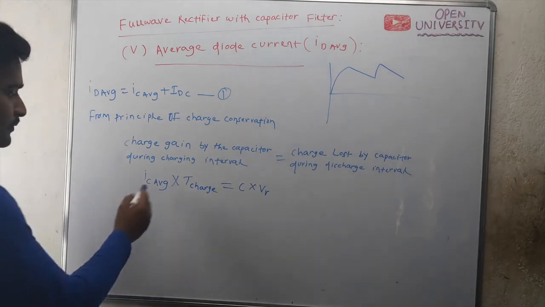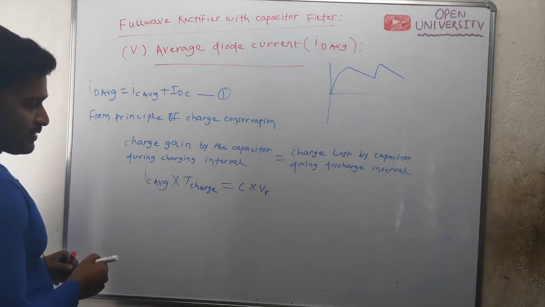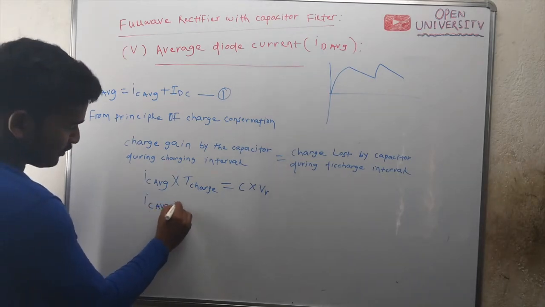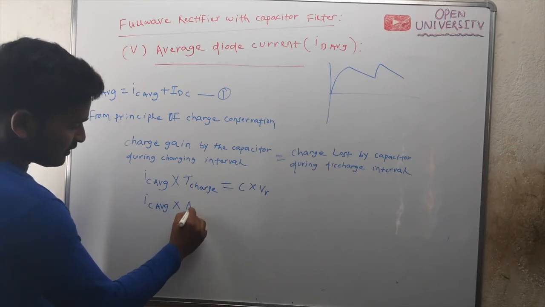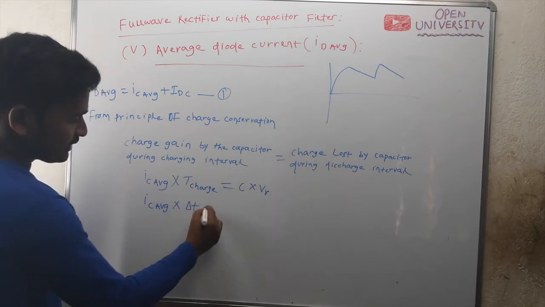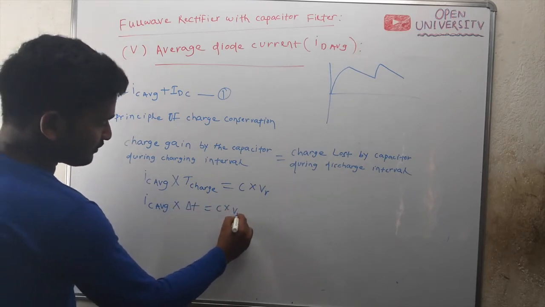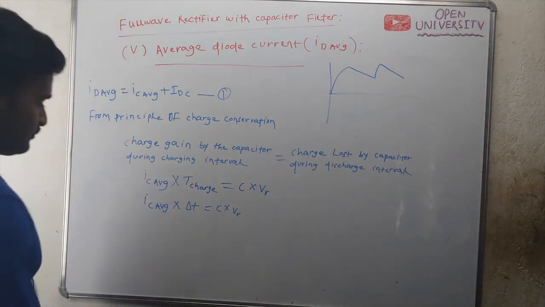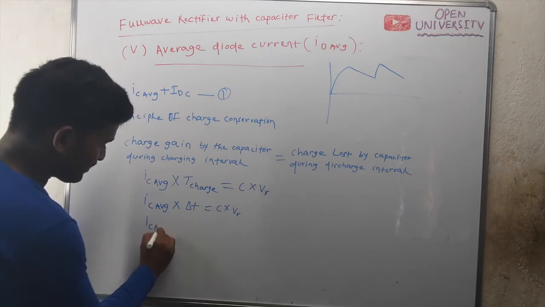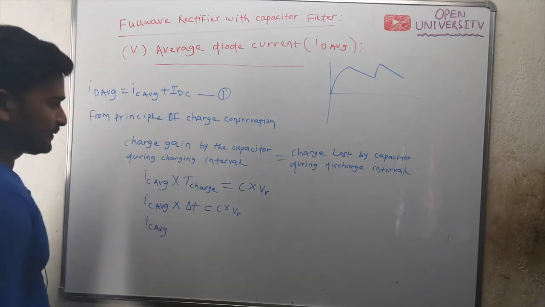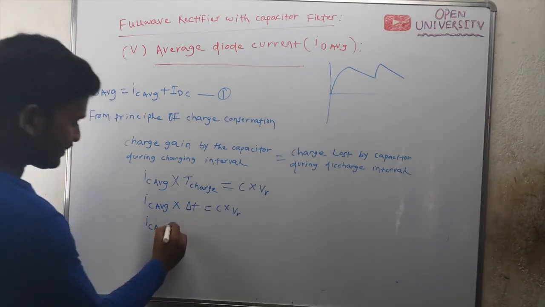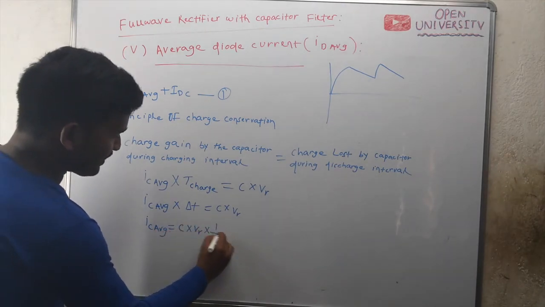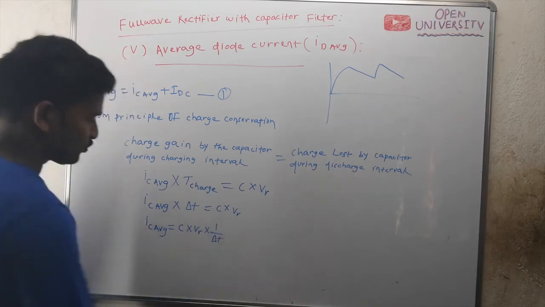Okay, IC average into T charge. Let I am giving IC average into T charge. What is T charge? Charging interval, that is delta T equal to C into VR. So what is your IC average? IC average equal to C into VR into 1 by delta T.